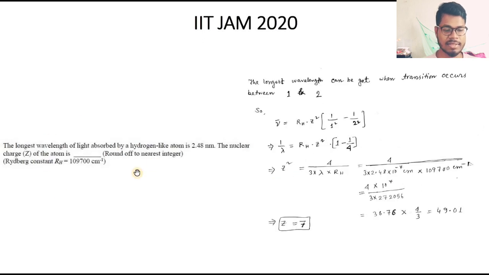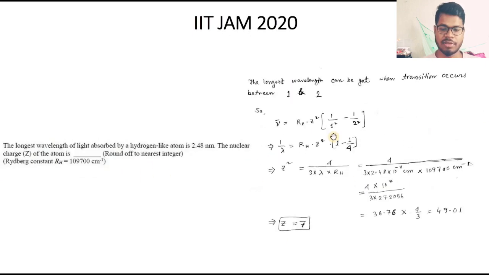Then the next question, the longest wavelength, that is E equals hc by lambda, that means E is proportional to 1 by lambda. To get the maximum wavelength, the energy difference should be lowest. So to get the lowest energy difference, the transition should occur between 1 and 2. So just put the values 1 and 2 as initial and final state. Then you will get 1 minus 1 by 4 in the Rydberg equation. You just need to calculate Z, the nuclear charge of the system. So you will get the Z square value, and the Z value is 7. I'm not explaining, just see the calculation.